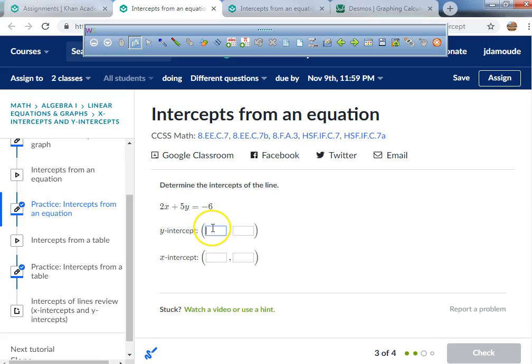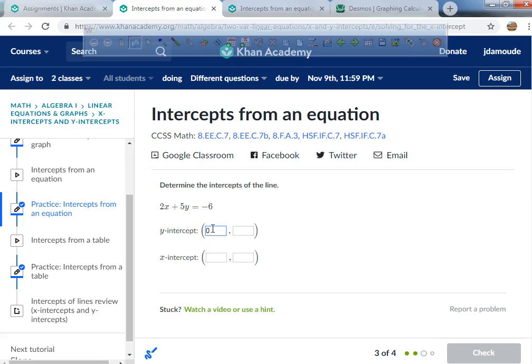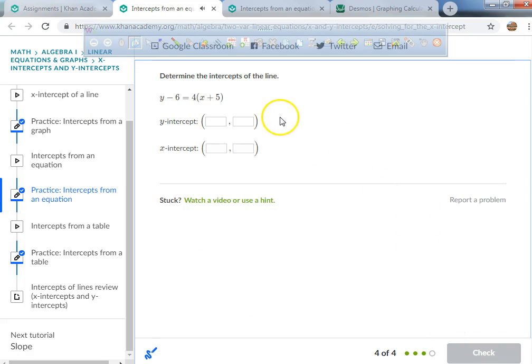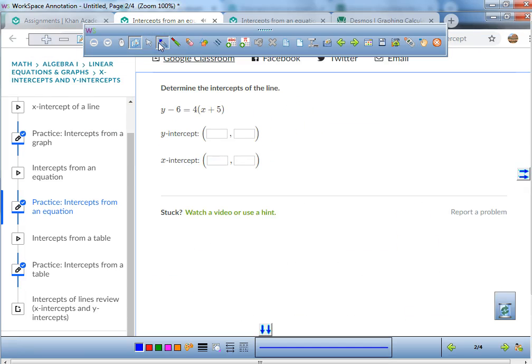All right, so here we go. So my y-intercept was 0 and a negative 6 divided by 5. And my x-intercept is at negative 3 and a 0. Hey, I got it right. All right, so I'll help you reset it in just a second. But this one right here, we have one more.